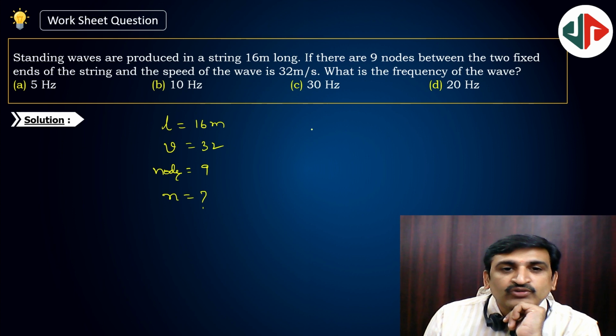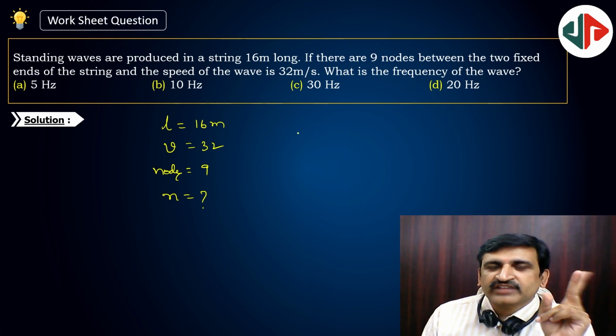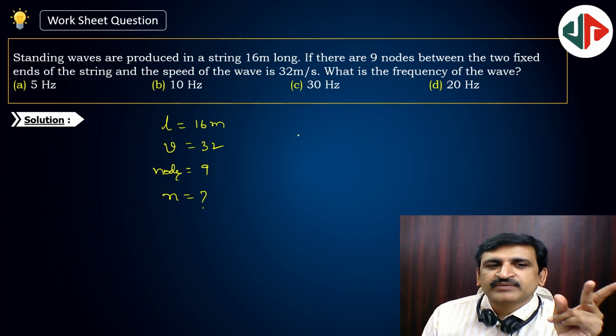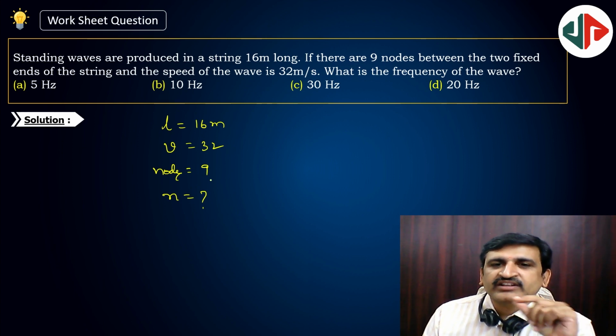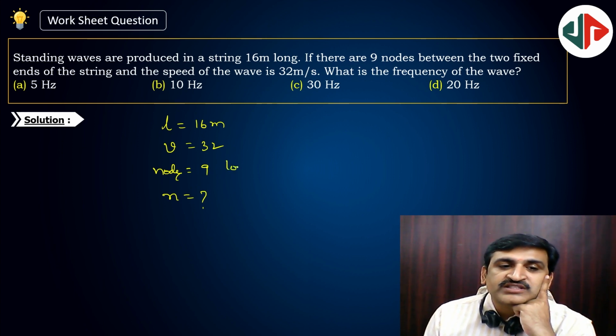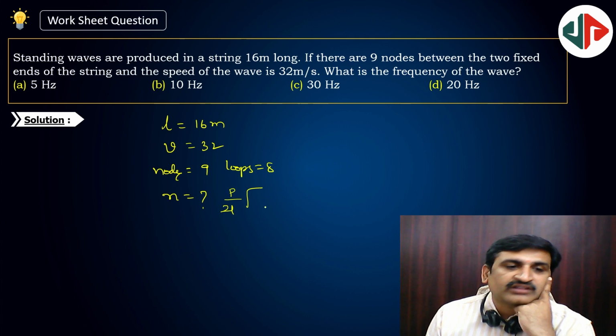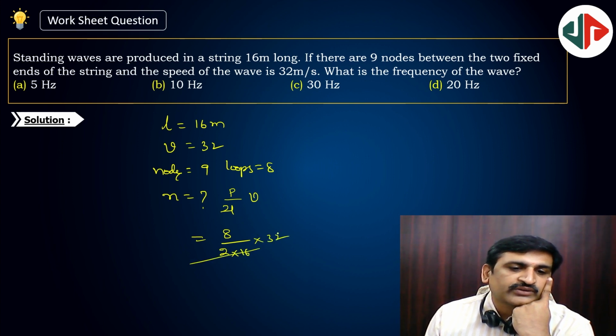If it is a single loop, 2 nodes will be there. If it is 2 loops, 3 will be there. That means number of nodes minus 1 will give you number of loops. So loops is equal to 8 only. So the frequency is equal to p by 2L root T by mu, or simply V I can write. So number of loops 8 by 2, L is 16 into V is 32. 32 will go. So only 8, 8, 8, 8.